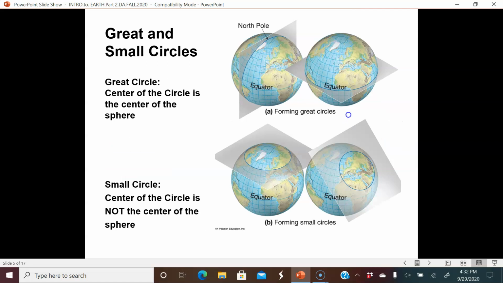Now, there is a concept in geometry called a great circle and another one called a small circle. What's the difference and what is it? A great circle is the largest circle that can be drawn on the surface of a sphere, or the Earth. And it has as its center the center of the sphere, the Earth. A small circle, well, it's smaller. It's not as big. And the center of the circle is not at the center of the sphere.